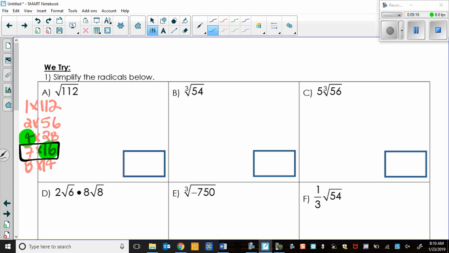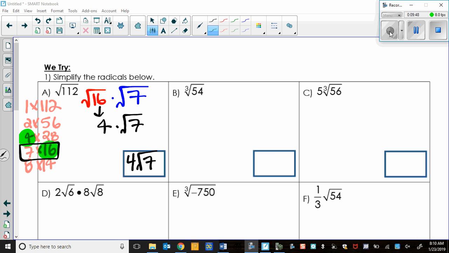So my first radical is going to hold my perfect square of 16 times the second radical, which is the non-perfect square, which is 7. Simplify the square root of 16, which is 4, times the radical of 7. So my final answer is 4 times the square root of 7. Okay, you can go ahead and check to make sure that those 2 decimals match up.